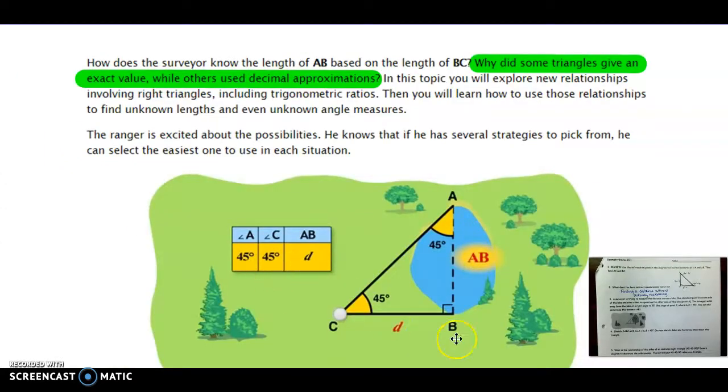So remember, how did the surveyor know the length of AB based on the length of BC? That's because it was creating an isosceles right triangle. The base angles are congruent. The sides across from the base angles are congruent.